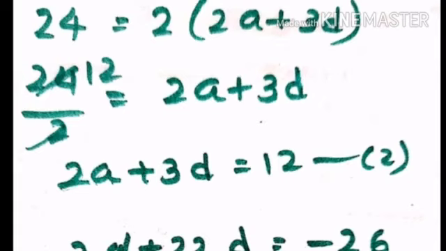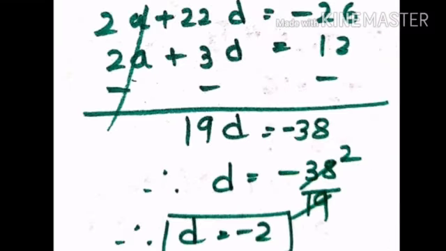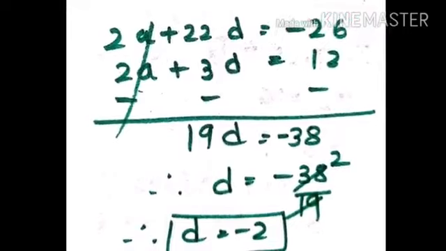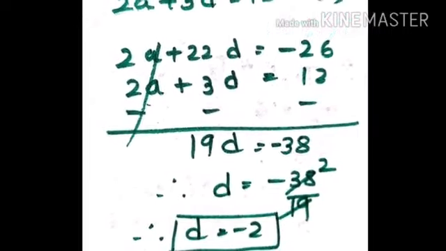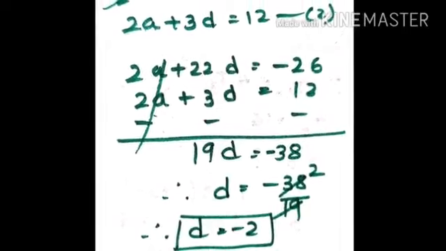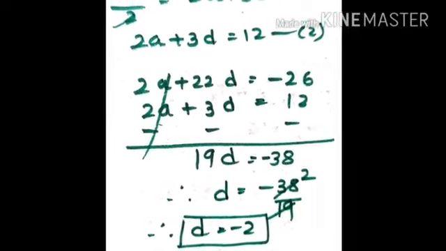Now as I told you students, we will solve both the equations. The first equation is multiplied by 2, and then we arrange the like terms under the like terms to eliminate one of the variables, either A or D, so that we get 2A plus 22D is equal to minus 26. That is the multiplication with the first equation, and 2A plus 3D is equal to 12. Now cancelling 2A and 2A, we get 19D is equal to minus 38. So D is equal to minus 38 by 19. So by cancellation we get D value minus 2.